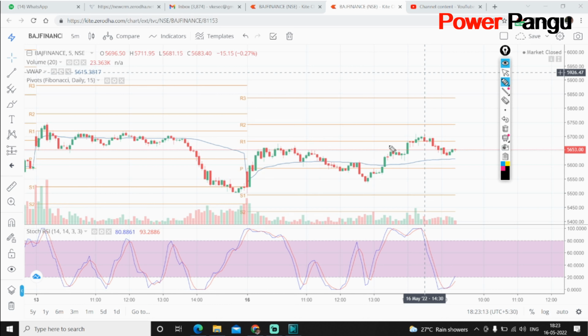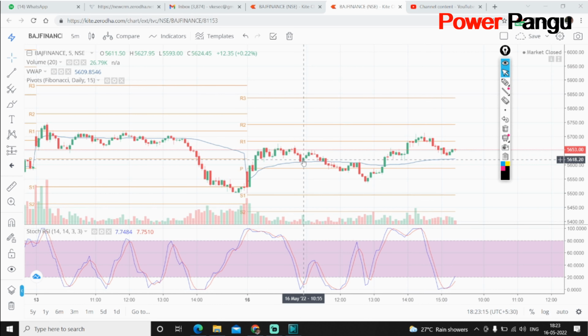So here if you see, everything needs to be done at or after 10:45. Before that, even if the entry comes, you should not take it, because in the first 1 or 1.5 hours there will be volatility, and mostly it will be hitting. So here you can see the price did not close below VWAP, so there is no entry here.